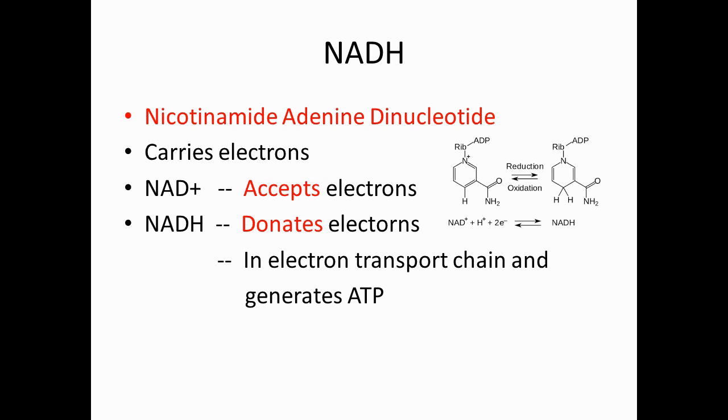So first thing we are going to learn about is NADH. NADH is nicotinamide adenine dinucleotide. It carries electrons. As you can see in the picture, NAD plus will accept electrons. This process is called the reduction process. In the oxidation process, NADH will donate electrons. The donation of electrons occurs in the electron transport chain, and in the process it will generate ATP.